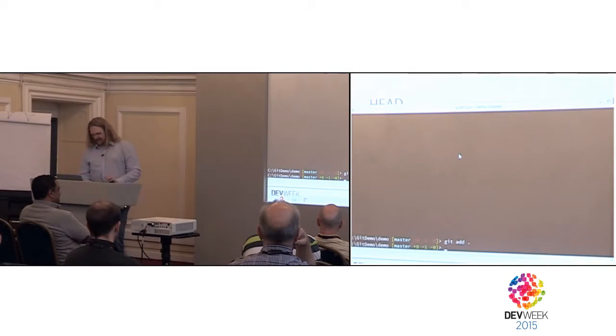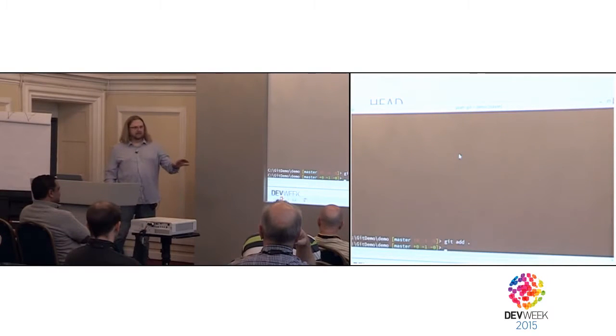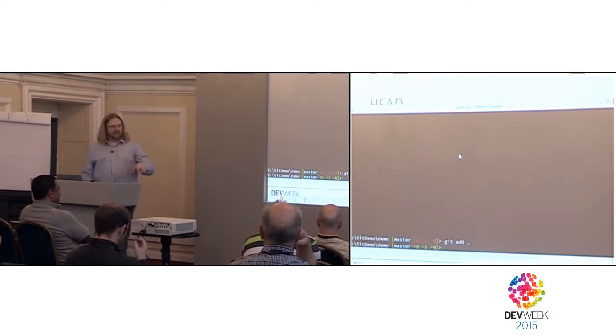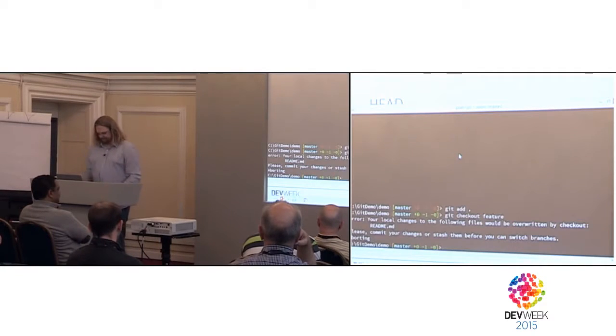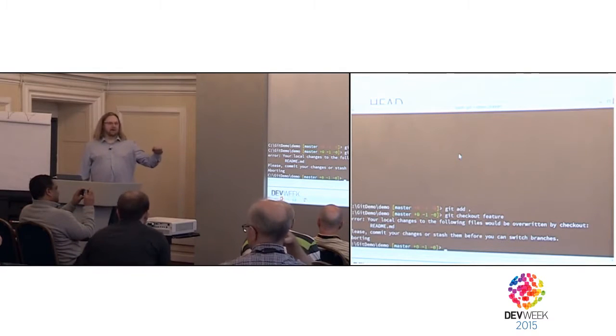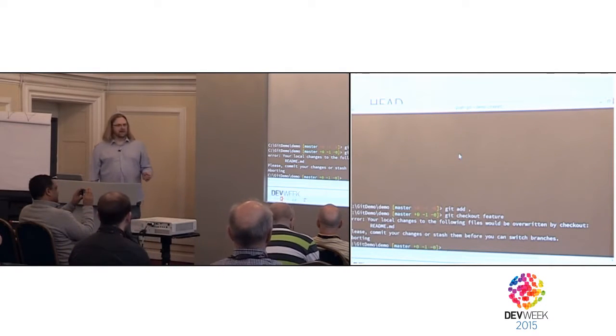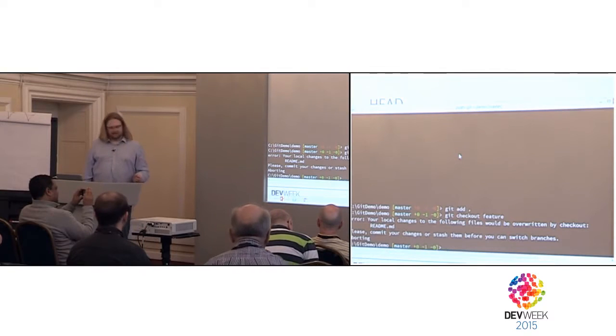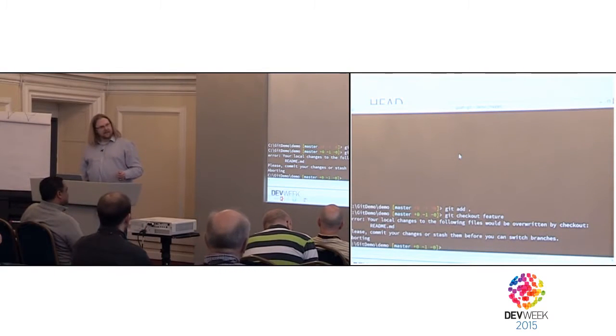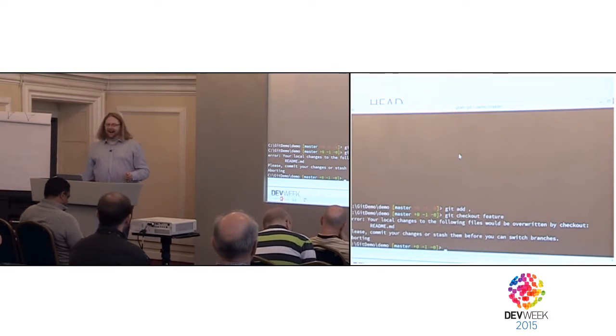Right, okay. So I'm on master. I have a change to the README. I've put it in my staging area, right? So now I'm going to git checkout feature. Okay, in that case, that file would be overwritten, and so it's going to tell me not to do it. Okay. Can you explain the difference between committing and stashing?